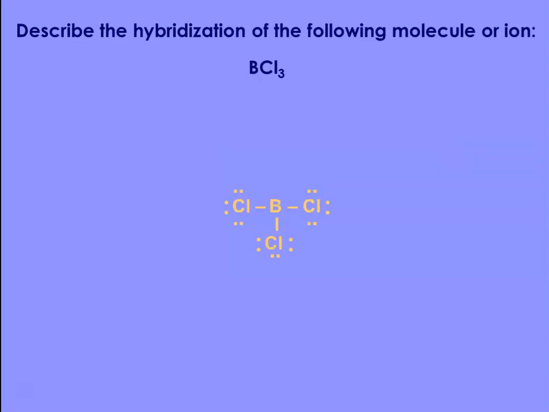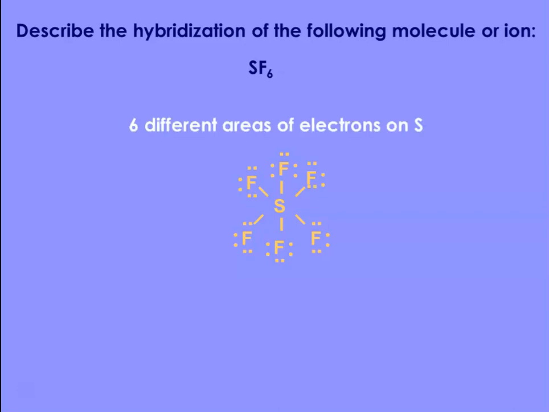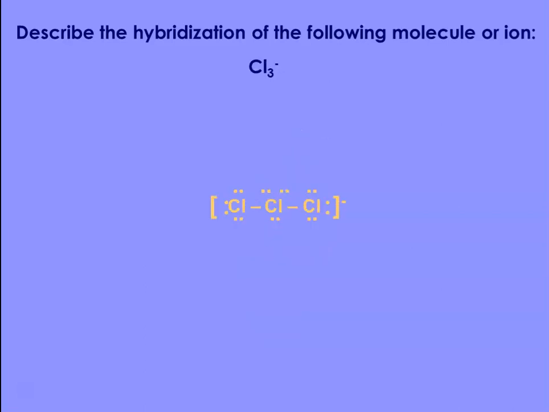With BCl3, you only have 3 areas of electrons around the central atom, so you would need an s and 2 p's, sp2. With SF6, we have 6 areas of electrons around the central atom, so we're going to need the S, the 3 P's, and we're going to need 2 D's this time, sp3d2. And then finally with I3-, you have 2 bonds and 3 lone electron pairs. That gives you 5 areas total, so you would need 1 S, 3 P's, and 1 D, sp3d.